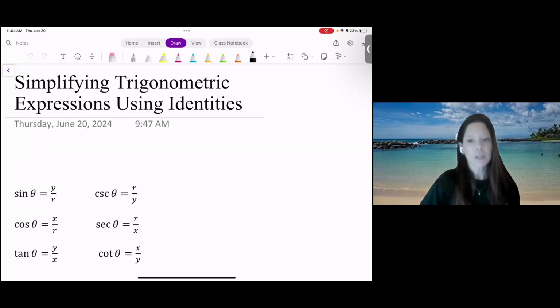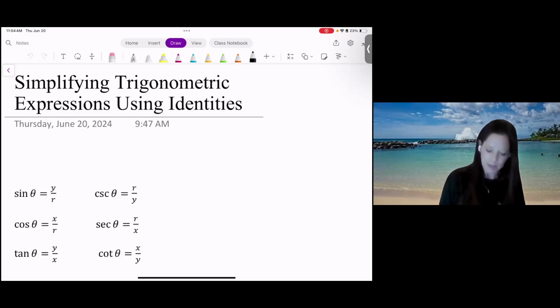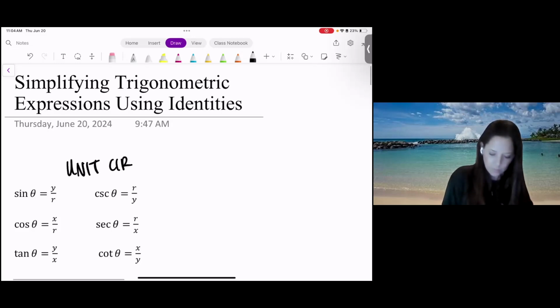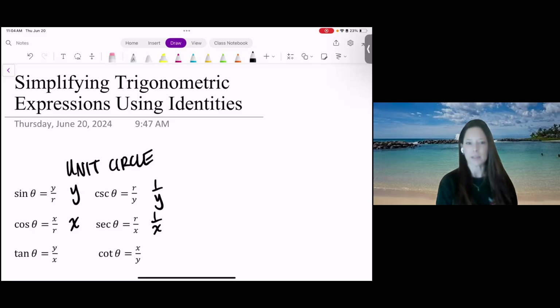And when we are in the unit circle, the radius is 1. And so that would be just sine is y, cosine is x, tangent is still y over x, but then cosecant would be 1 over y, secant would be 1 over x, and cotangent would still be x over y. So for the unit circle, we have y, x, 1 over y, and 1 over x. And that's going to help us with our identities.